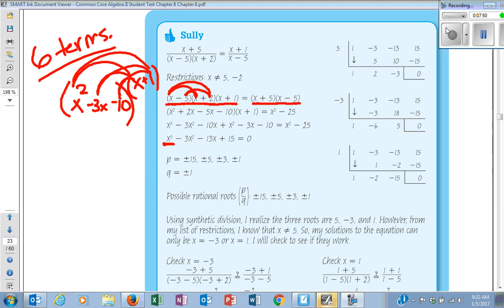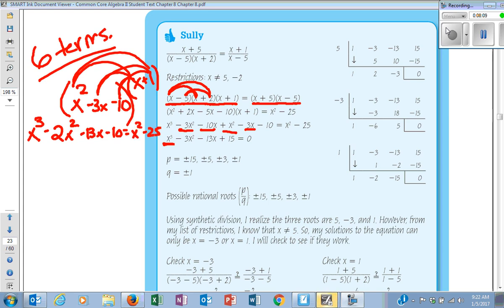So meaning I would combine, so this would be x cubed. I would combine this with this, which would be a negative 2x squared. Then I would combine my negative 10 and my negative 3, which would be negative 13x. And then add minus 10, and that would equal x squared minus 25.